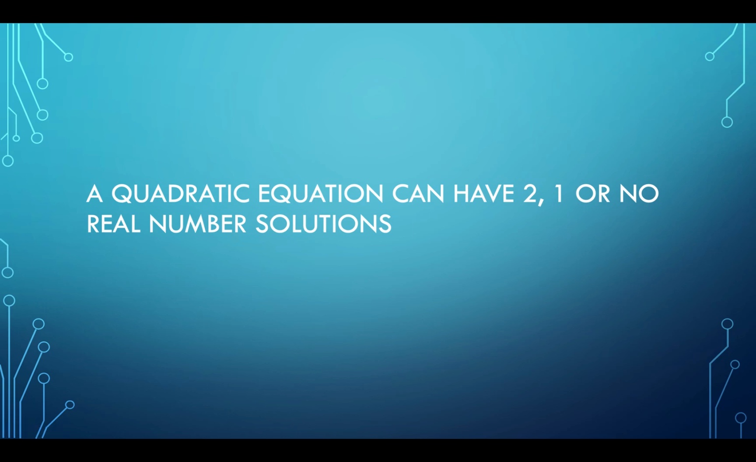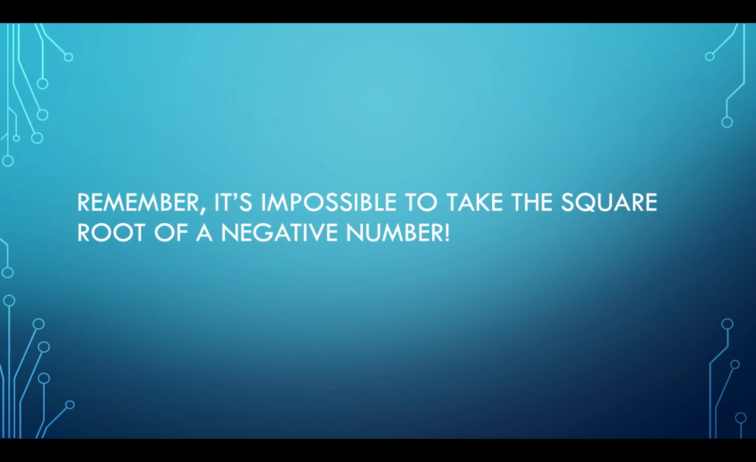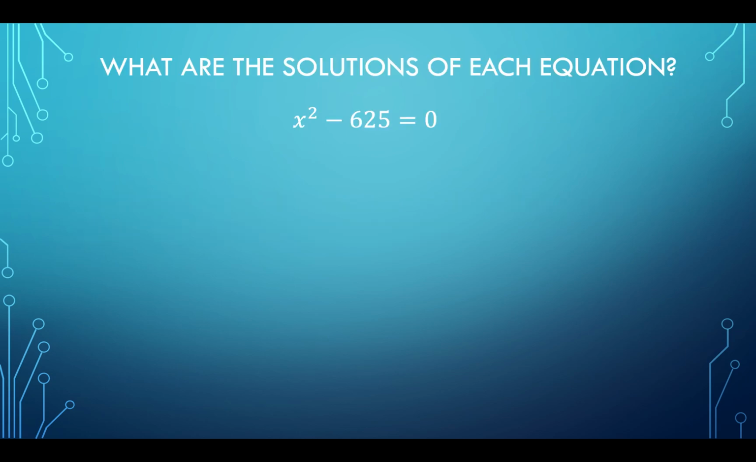Now the next thing we went over was quadratic equations can have 2, 1, or no real number solutions. What you're going to have to do is at the very last step, you need to take the square root, not at the beginning, at the last step. So what you're going to be doing is getting x squared all by itself, and then the very last step, you take the square root. And remember, it's impossible to take the square root of a negative number.